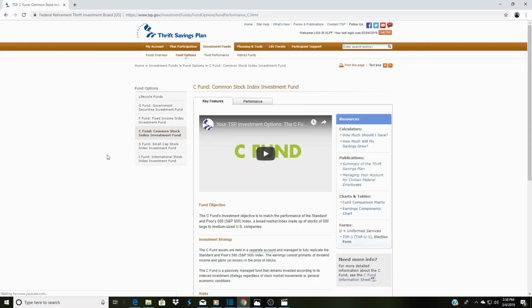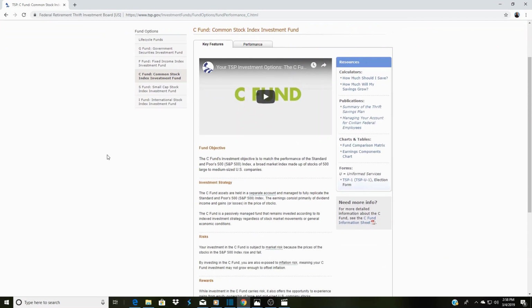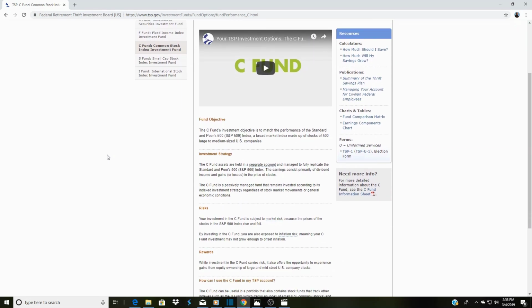The next fund is the C fund, C like cat. So this fund tracks the S&P 500. So this would be the 500 largest companies in the United States. So this is a broad market index. So it's large to medium-sized companies. So your Apple, Google, Walmart, a lot of the companies that you've heard of. And then it gets into some more medium-sized companies.